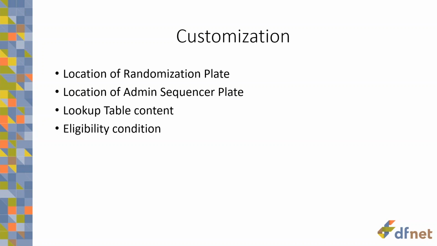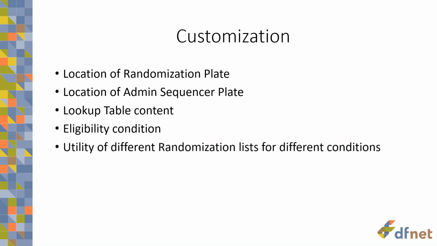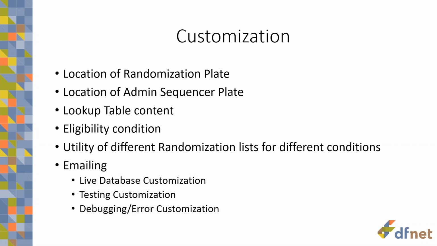The eligibility conditions, so in our case, it was just checking that they have given an eligibility and ineligibility form. That was our condition, you can customize that to fit your study. And there is utility of different randomization lists for different conditions. So you can make your lookup tables point to different tables depending on what kind of conditions are met. Just like the previous example with age, you can also do it by site, so you can track multiple lists.